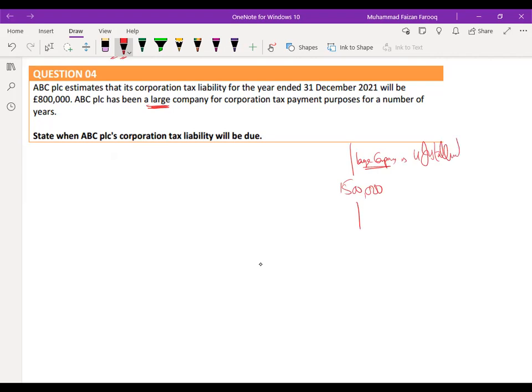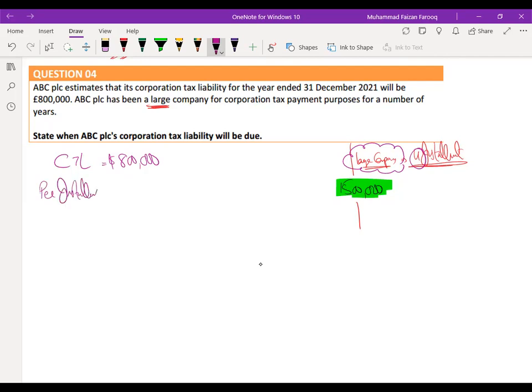See, there is no need to calculate AP in this question, but in order to remind you, I just write the format. This is a large company, they already mentioned, and we have to pay in 4 equal installments. The corporation tax liability is how much? 800,000. 4 equal installments means if I divide by 4, the per installment amount will be how much? 800,000 divided by 4 is 200,000.